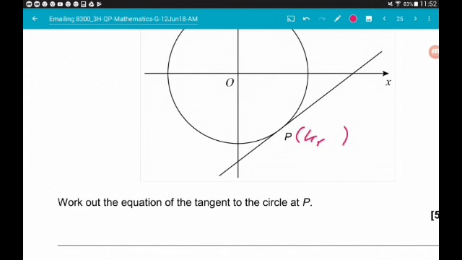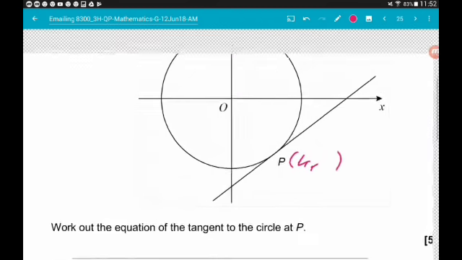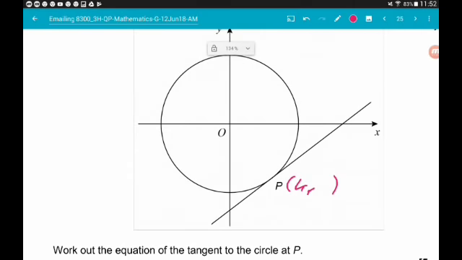So the first thing we're going to need is the y coordinate of point P. When we got that, we can work out the gradient of the radius. When we got that, we can work out the gradient of the tangent. And then when we got that, we can work out the full equation. So we know point P has x coordinate of 4.